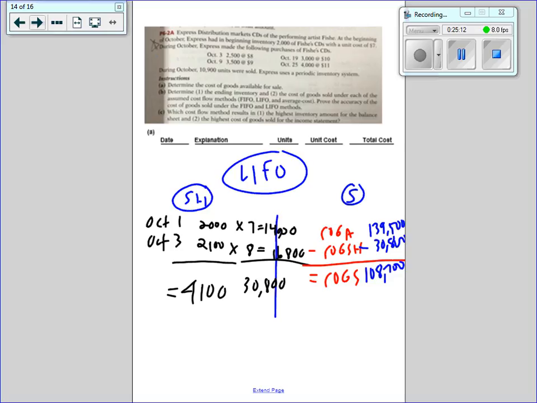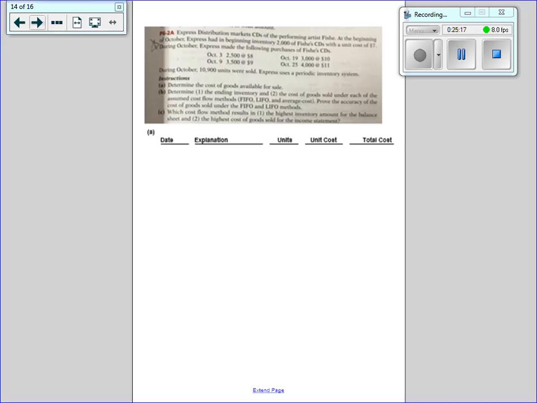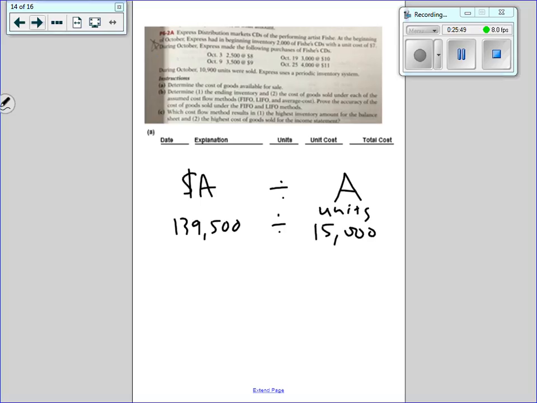Last one, average. We've got some work to do before we actually run average. If you remember, we first have to take our dollar amount of available divided by available units. Our dollar amount available is 139,500 divided by how many we have. Our average unit price is $9.30 a unit.